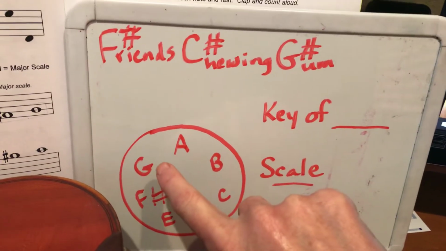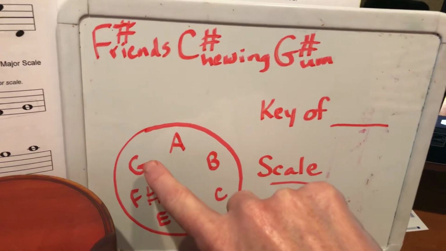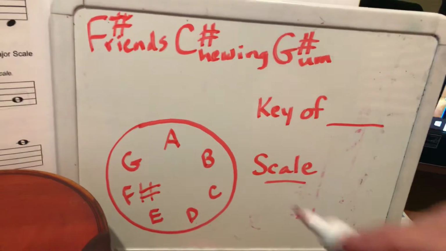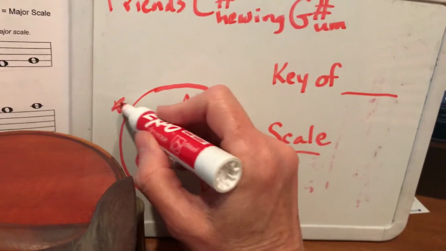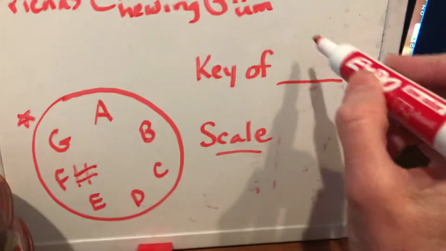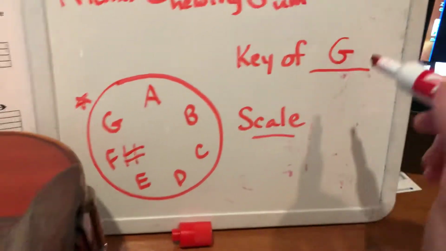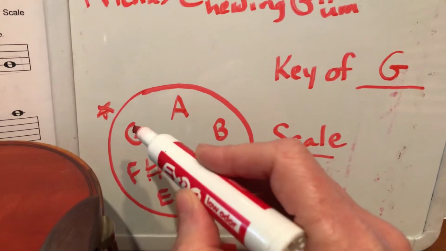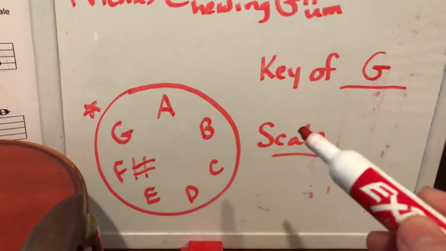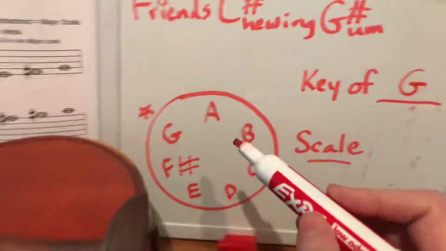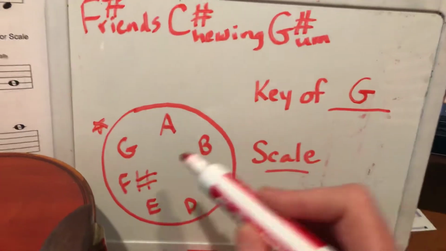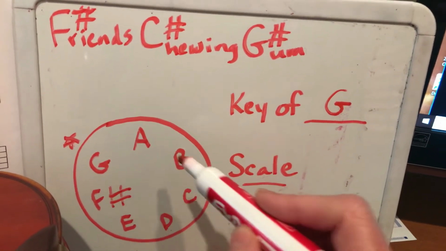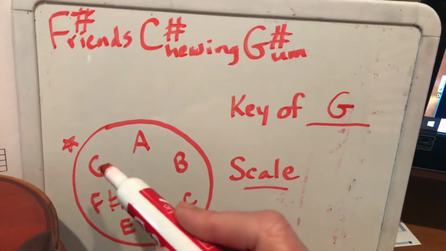So let's do a G scale here. We'll start with G, and we're going to end with G. Go all the way around, start on G, end on G. I'm going to put a little star right here. We're in the key of G. So when we play a G scale, we start on G, we end on G, and along the way there was an F sharp. So the notes of a G scale are G, A, B, C, D, E, F sharp, G.